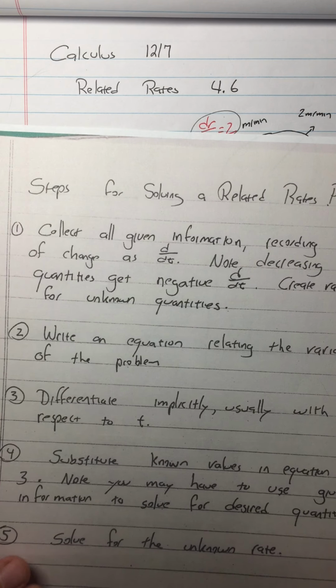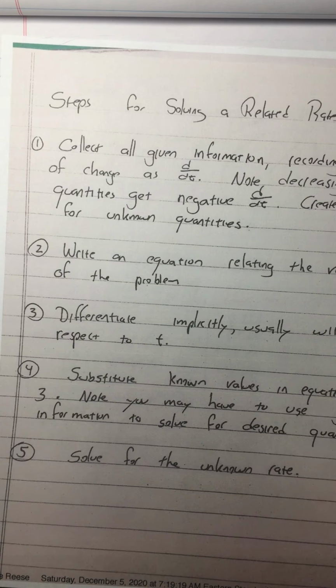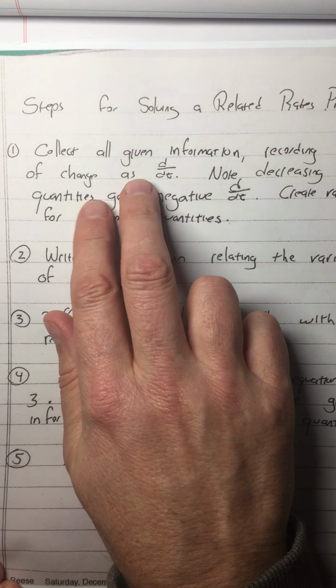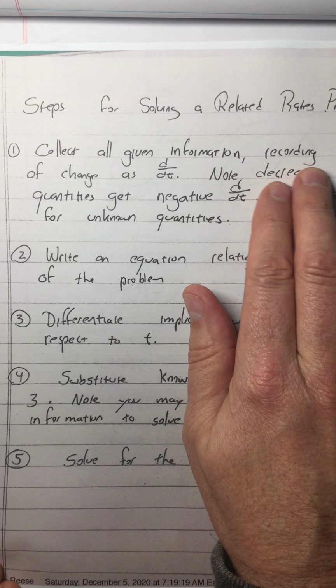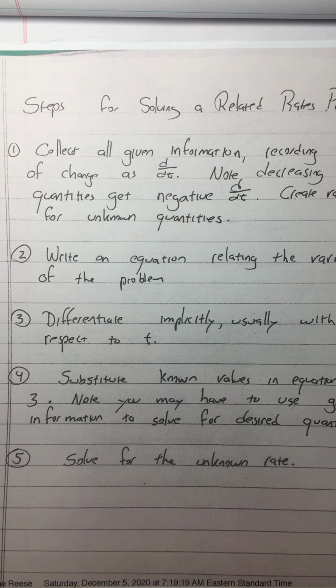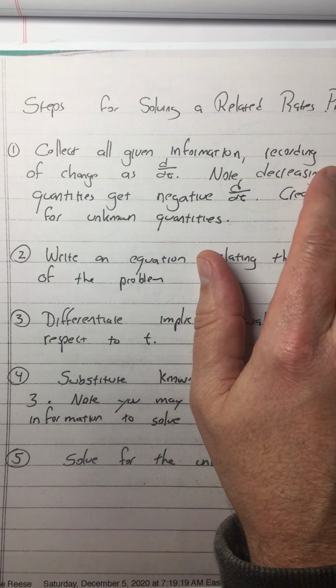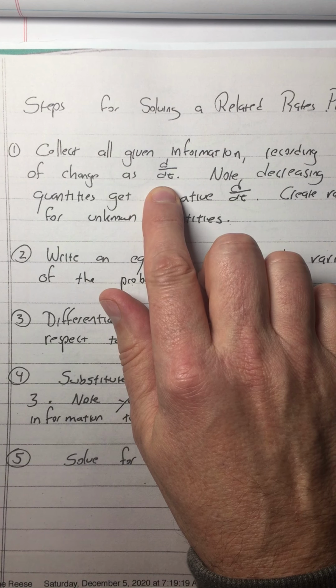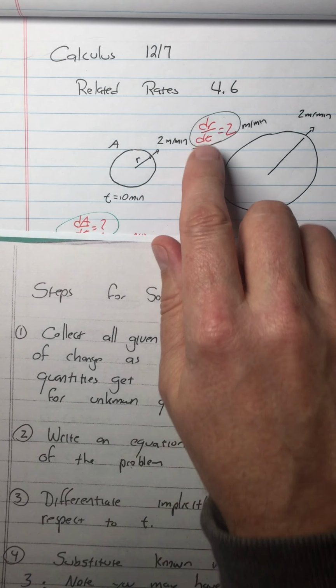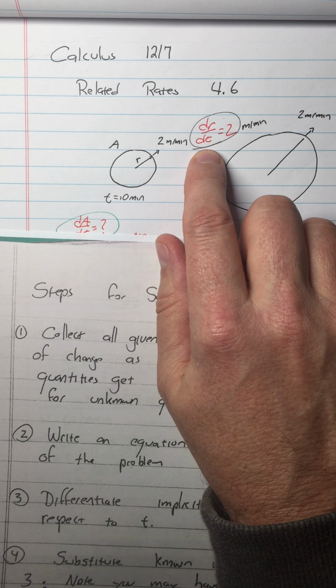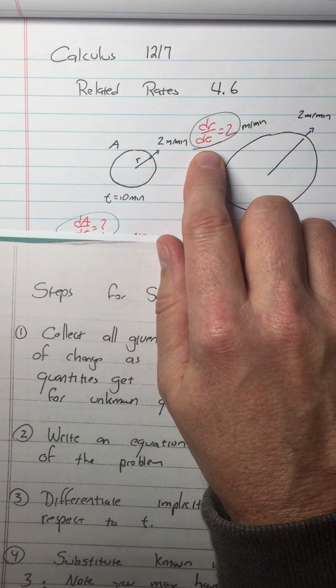And I recommend that you download this sheet if you have not already. The steps for solving a related rates problem. We are going to collect all the given information, recording the rates of change as d/dt. That's just one way that helps me to organize the problem, because a lot of these problems have a large amount of given information. So you kind of have to get organized about how you're going to notate all that. Look for things that are rates and make sure they're d something dt. So for example, we needed to know that the rate that the radius was expanding was dr/dt.